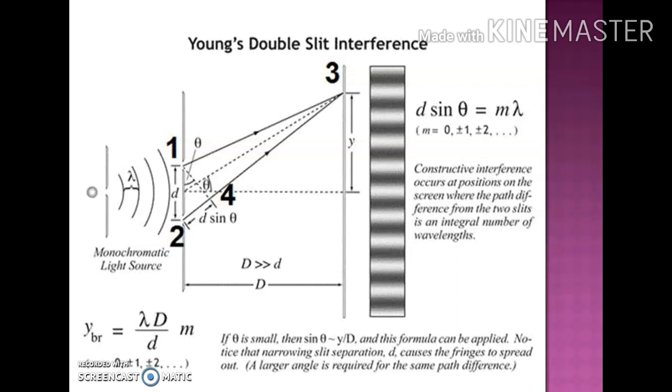Now we already know about the conditions of interference: if the path difference between the waves is an integral multiple of wavelength, we will get a maxima. So in order to get a maxima at the point 3, this path difference, that is d sin theta, should be equal to m lambda. M is some integer here, which could be 0, plus minus 1, plus minus 2, etc. And if this path difference is equal to half integral multiple of wavelength, then we will get the minimas. So in this way we have obtained the condition of path difference.